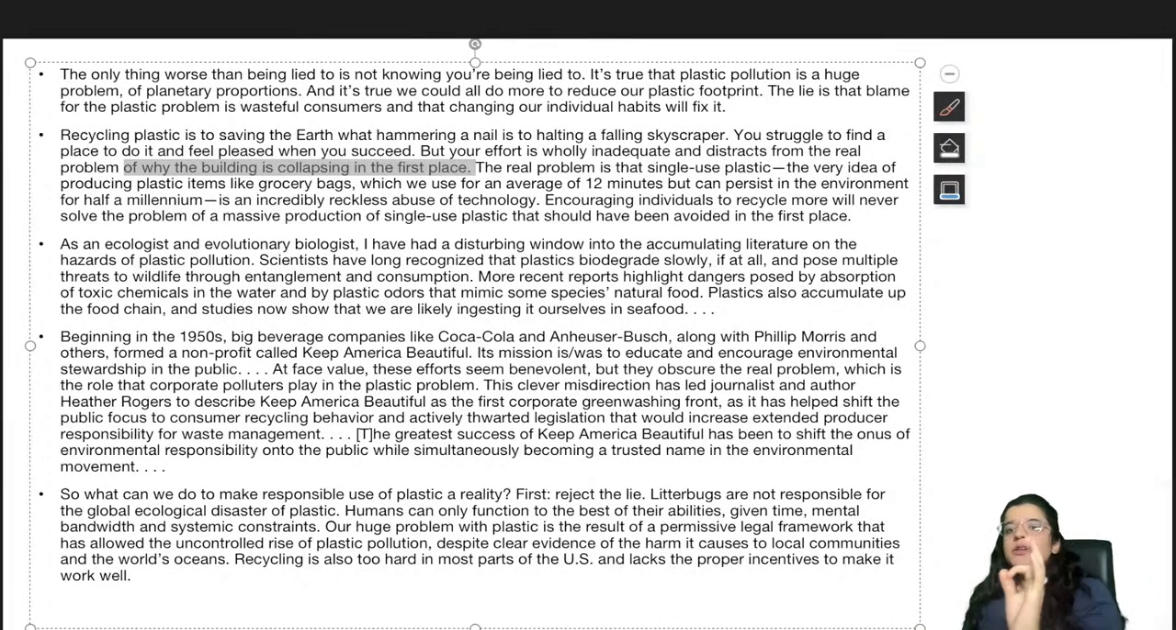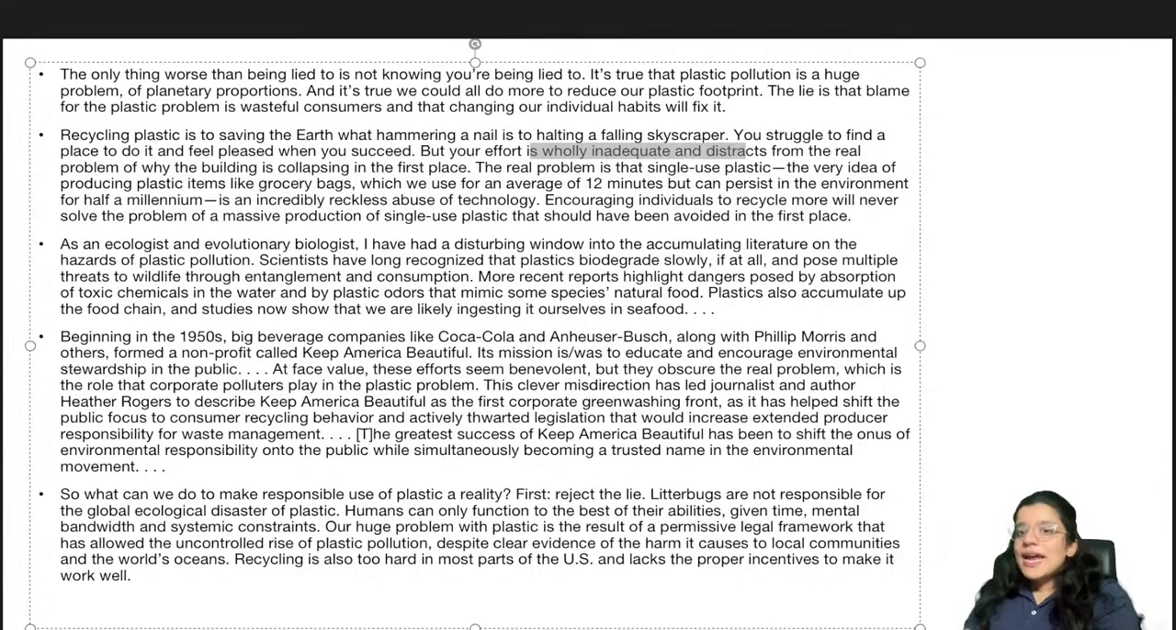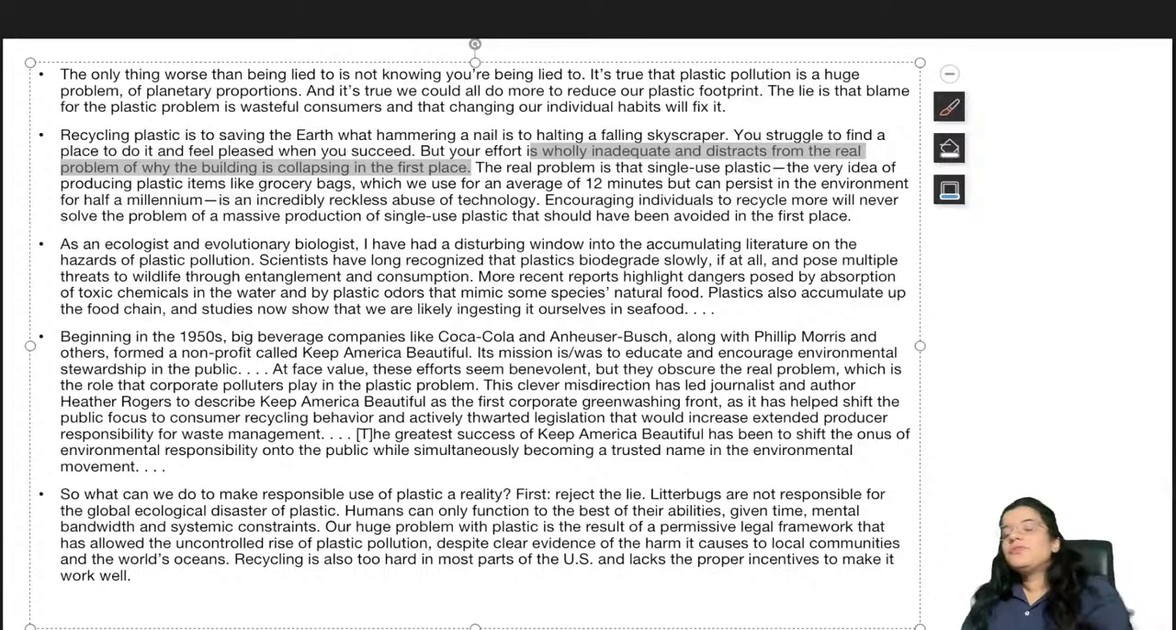Right? So instead of giving a superficial solution, the author just suggests all of us to find out the root cause of the problem and then solve it. Right? And that's why the author says that your effort is wholly insufficient and distracts you from the real problem of why the building is collapsing in the first place. Why is that building falling, why is plastic being produced at all.